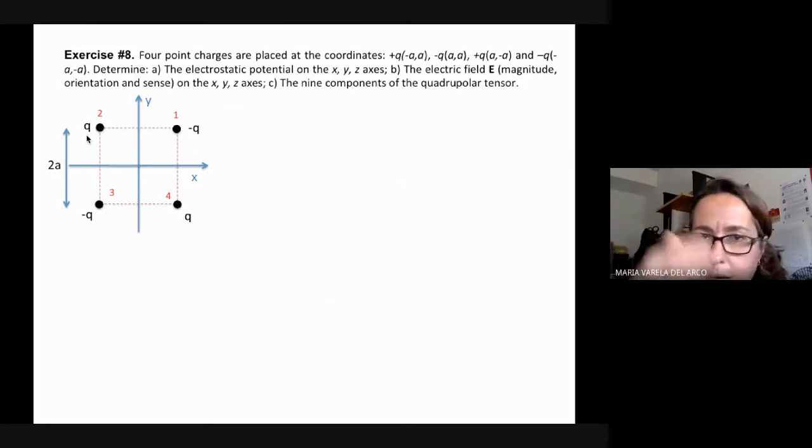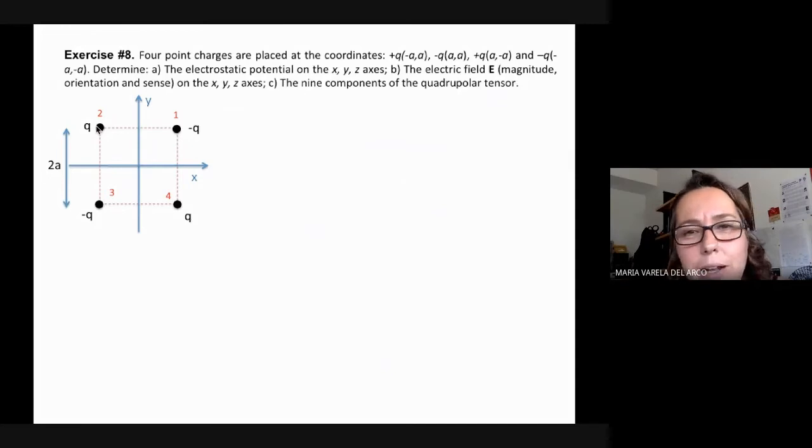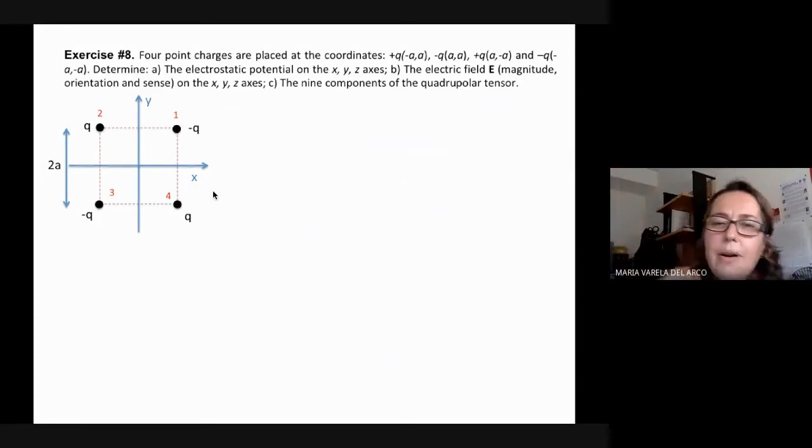of side, whatever, a or 2a, and their values are Q and Q over the one diagonal, minus Q and minus Q over the other one. And they say, calculate the electrostatic field that this object generates somewhere far away.